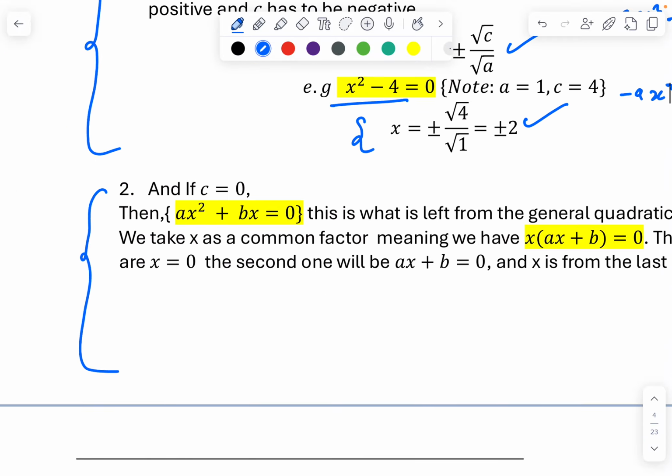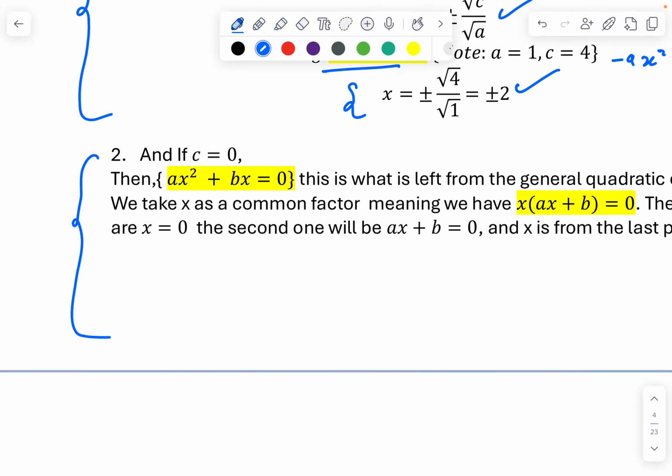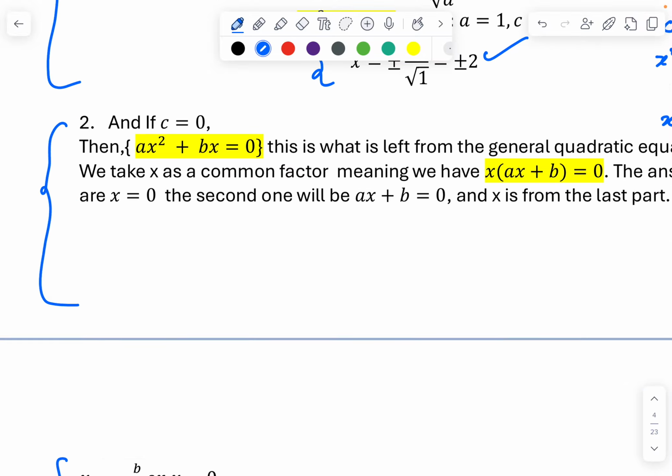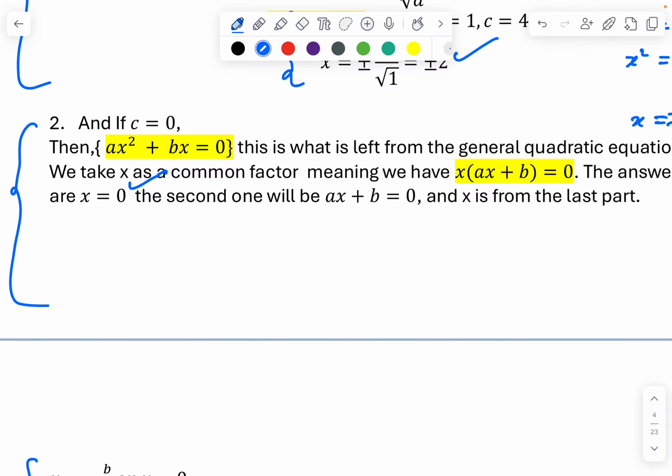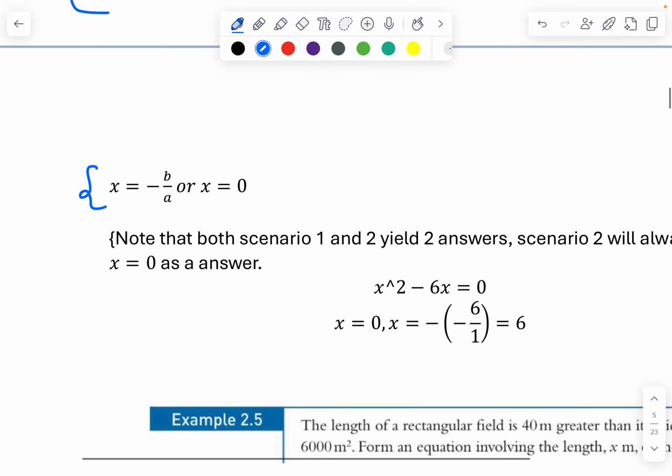And if we look here, where c equals 0, our first answer is always 0. And then the second answer will be b over a, so the x value will be minus b over a. We give it in this form. So these will be your two answers.